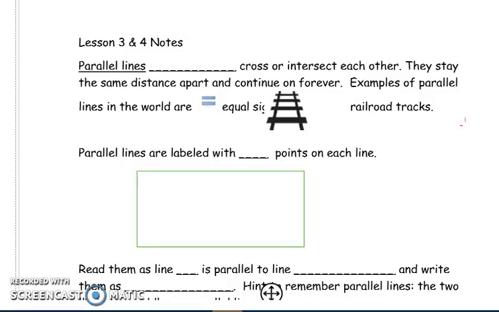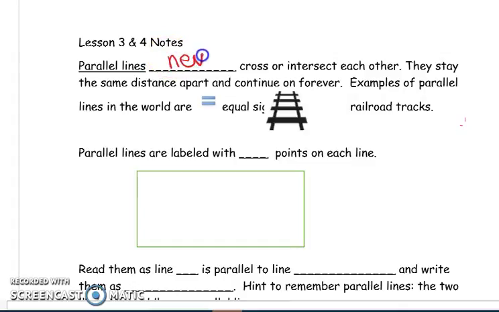Okay, in lessons 3 and 4, I'm going to combine those because we're learning about different types of lines. We're learning about parallel lines, intersecting lines, and perpendicular lines. So let's start with parallel lines. Parallel lines never cross each other or intersect with each other. They stay the same distance apart and continue on forever.